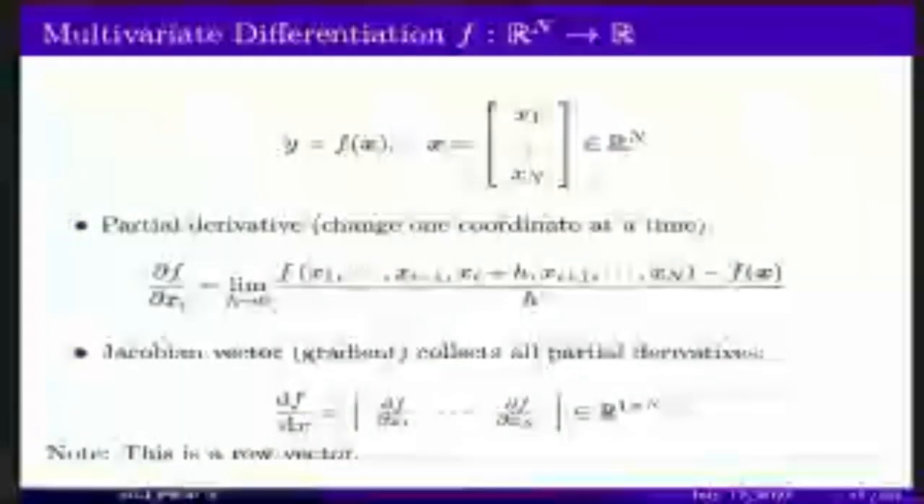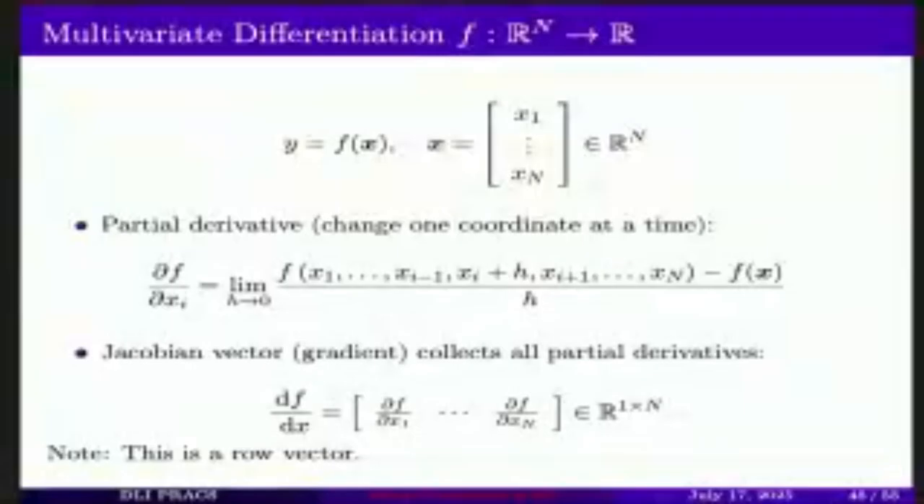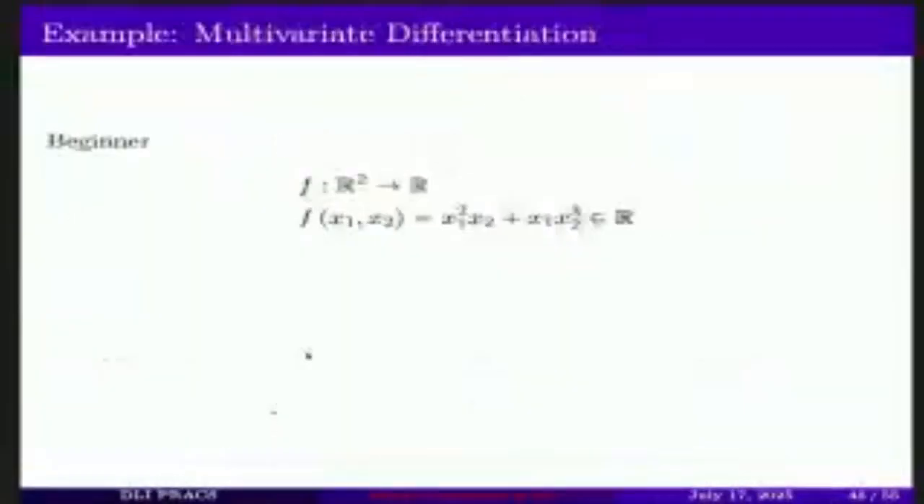So usually, terminology-wise, if you see something that is a 1 by n matrix, it's called a row vector. If it is vertical, it's called a column vector. All right? Okay, so that's the Jacobian. Does that make sense? So let's take an example.